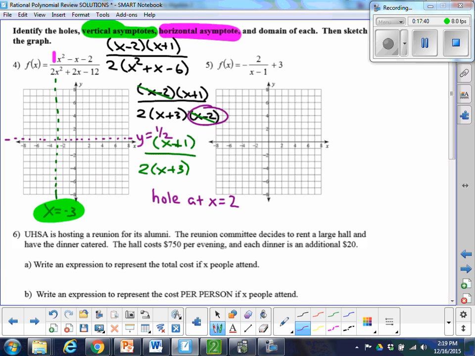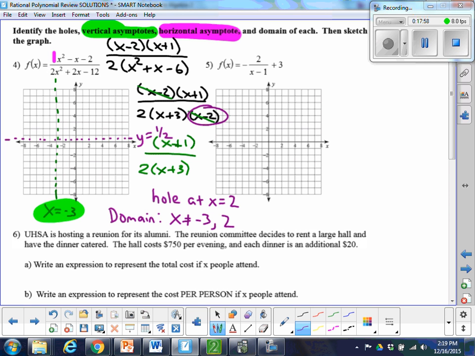Okay, we should also be able to get the domain set now. So the domain is going to be all reals except those two things we just found. x cannot be the vertical asymptote, or x cannot be wherever the hole was. Okay, and then let's figure out what this graph looks like.